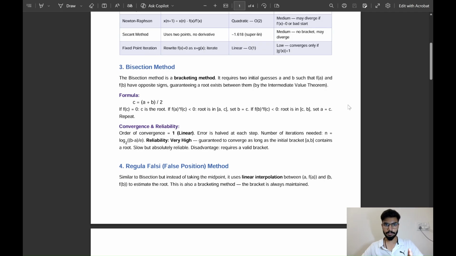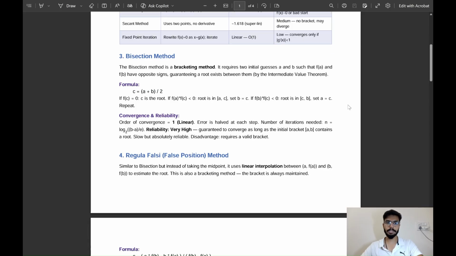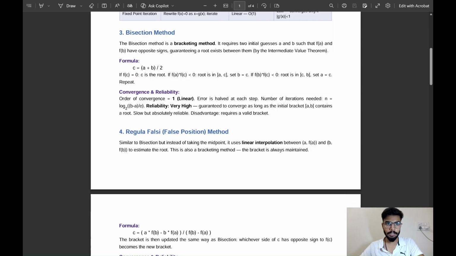Let's see. In this formula, when you put the value and put your result in f(x), which is f(c), you will see whether it is positive or negative, and you replace a or b accordingly. So it works like that. If f(c) = 0, c is the root. If f(a) times f(c) is less than 0, the root is in (a, c), set b = c. If f(b) times f(c) is less than 0, the root is in (c, b), set a = c.